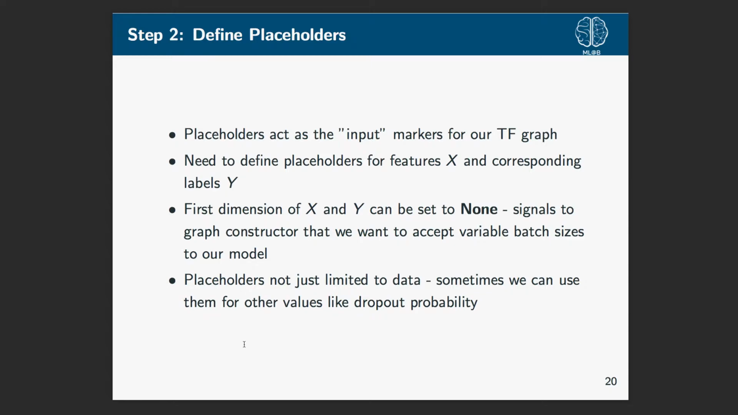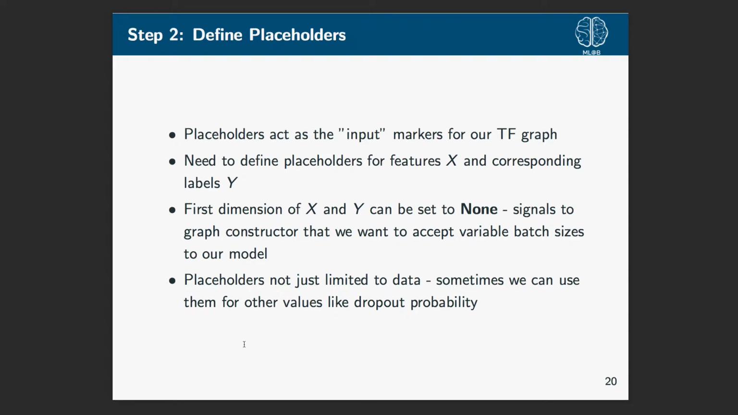The first dimension of the placeholders for X and Y can be set to none. This signals to the graph constructor that we want to have variable batch sizes. The reason we have variable batch sizes is, for training, for example, let's say you want to load in 100 images at a time and perform an optimization step. But during testing, you only want to load in 10 images to compute the accuracy or to display what the classifications are. So you want a variable number of data points that can go into the graph. That's why setting the first dimension of the placeholder to none signals that you can have variable batch sizes.